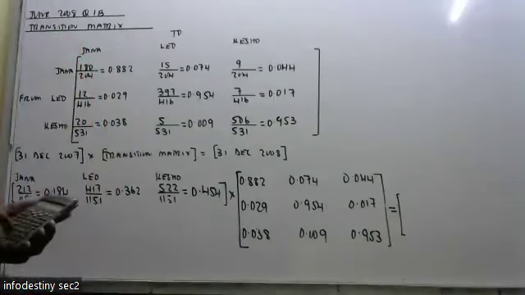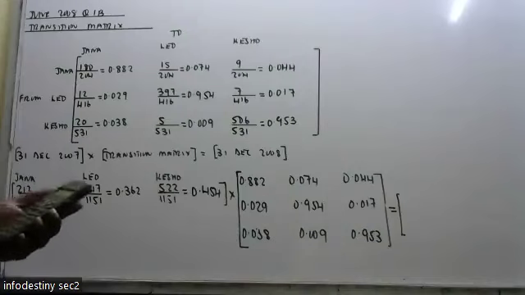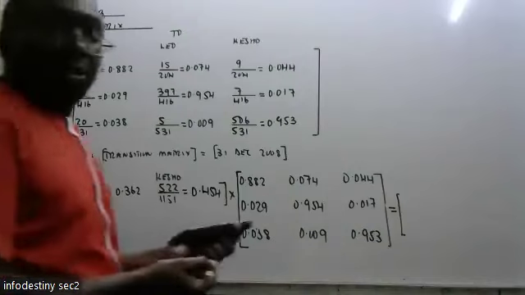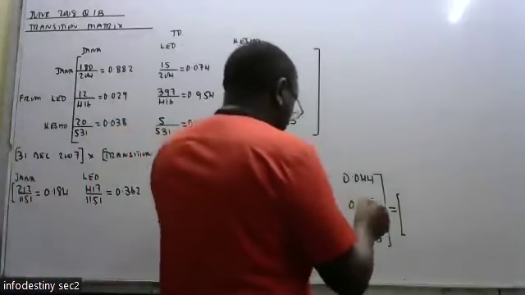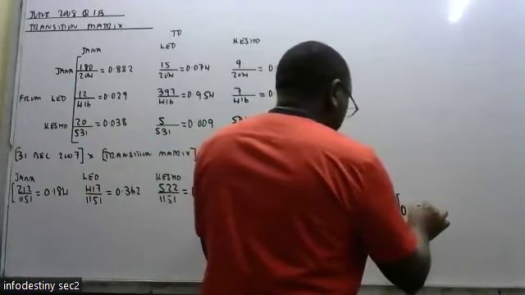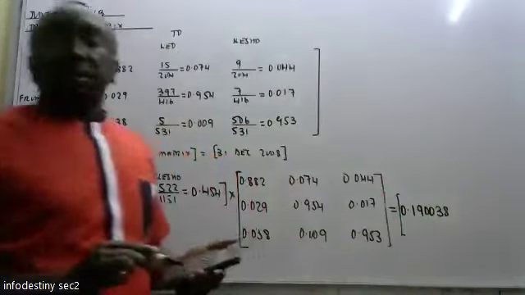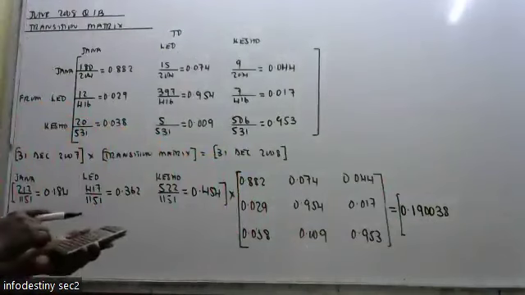So you should have 0.184 times 0.882 plus 0.362 times 0.029 plus 0.454 times 0.038. That's the answer I'm getting.